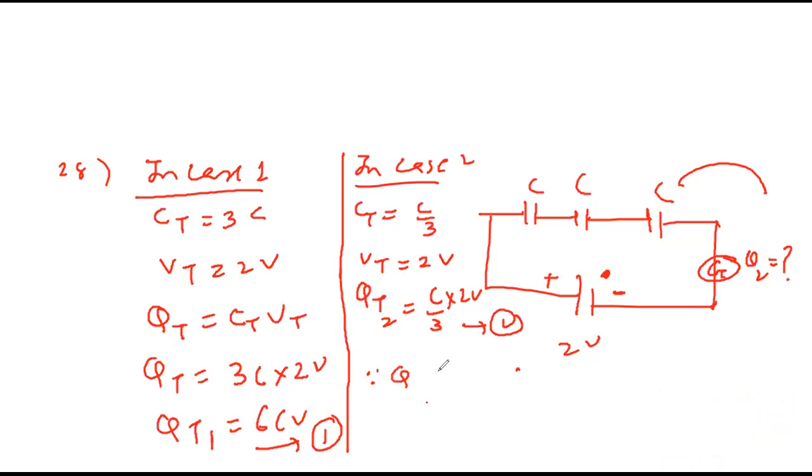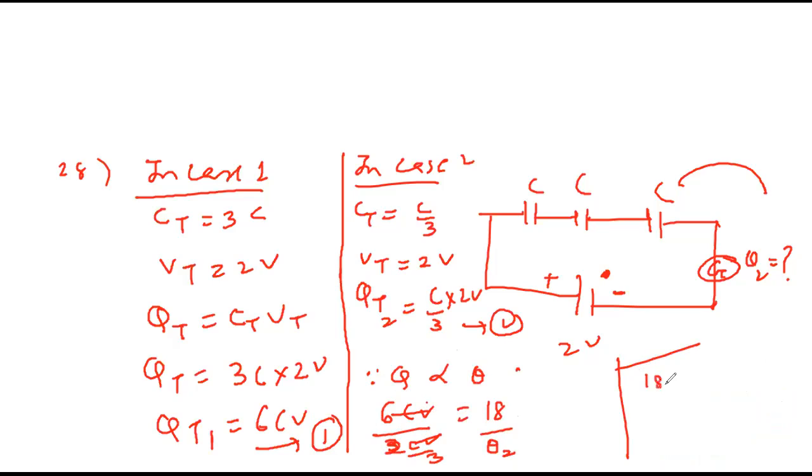Then since Q is proportional to deflection, 6 times CV upon 2CV by 3 equals the first, 18 centimeter, upon the second, which you have to find. CV cancels, 3 goes up, 18 upon 2 is 18 upon theta 2. Therefore, theta 2 equals 2. That means the deflection will be equal to 2 centimeters.